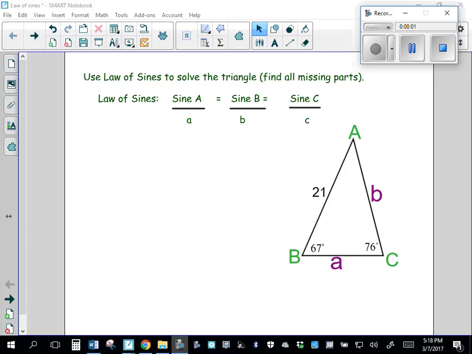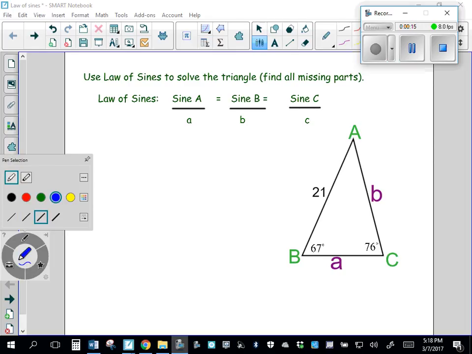Law of sines today in class, and there were a few people absent, so I'm going to review it. The law of sines is used to solve triangles, and when we talk about solving a triangle, that means finding all the missing parts. And we have worked on right triangle trig, but when you don't have a right triangle, you need to use something called the law of sines to find the missing parts.